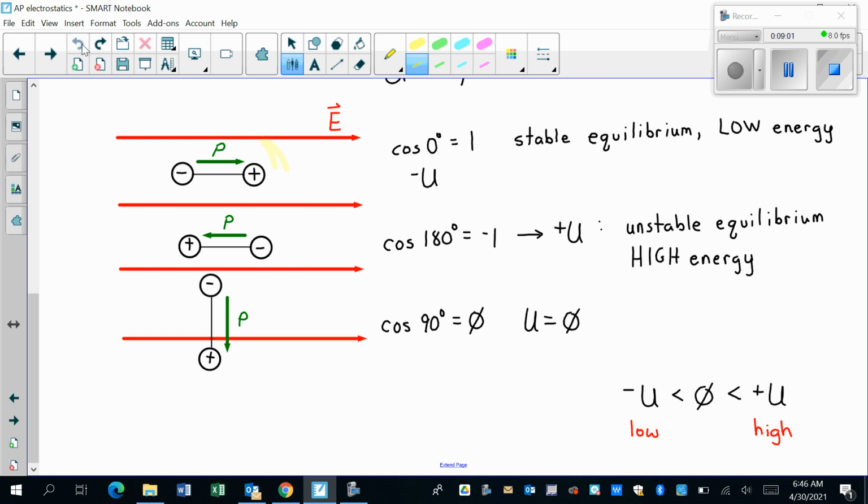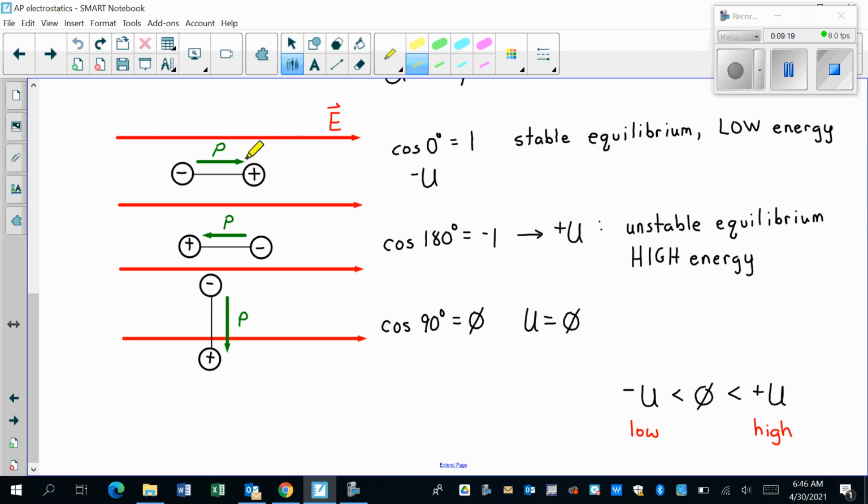But if we just ignore that, this thing is going to be pushed back to this particular equilibrium position. So this is our stable equilibrium. So this right here would mean that we have the lowest amount of potential energy because it's not going to naturally move to any other position.